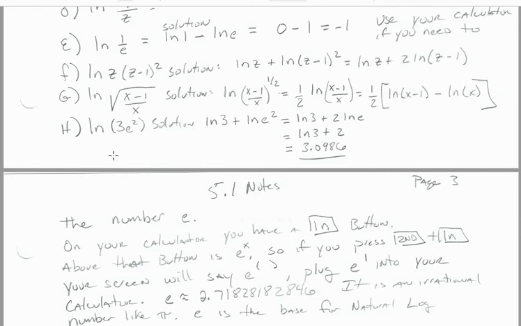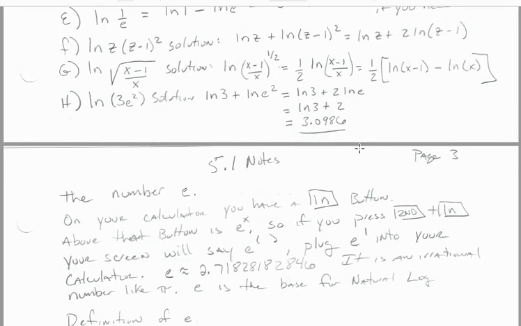Okay. Looking at example H, we're going to have the natural log of 3e squared, and we're going to go through the solution here. So those are multiplication, so we'll rewrite this as natural log of 3 plus natural log of e squared, and then the second part is bringing that exponent down. So we're going to end up with natural log of 3 plus 2 natural log of e. Natural log of e is 1, so 2 times 1 is 2. So we're going to have the natural log of 3 plus 2, which is 3.0986. So that's using properties of logs there.